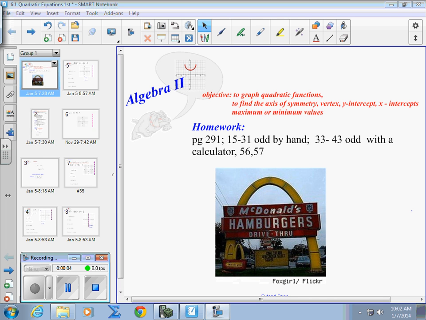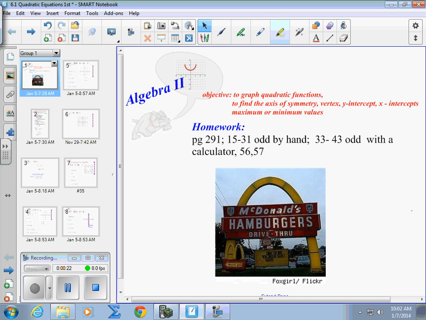Today we're going to start chapter 6. Everybody should have a yellow sheet, the syllabus, and a blue sheet with all the information you need for chapter 6. Tonight's homework is exactly what's on the sheet.